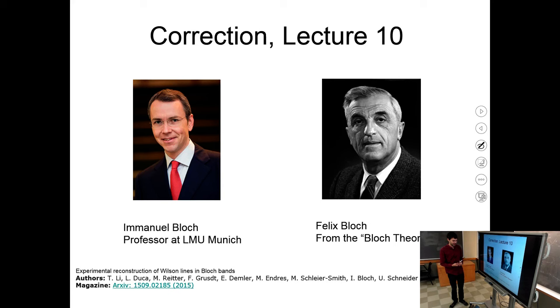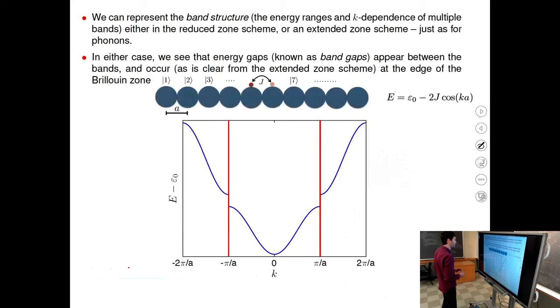And funny enough, if you look at his recent publications, you can find a paper like this: experimental reconstruction of Wilson lines in Bloch bands. And here is him, Immanuel Bloch. But the Bloch bands he means here are from this guy. So they are connected at many levels, but they are two distinct people. And so I have to correct myself. Okay, back to the band structures.